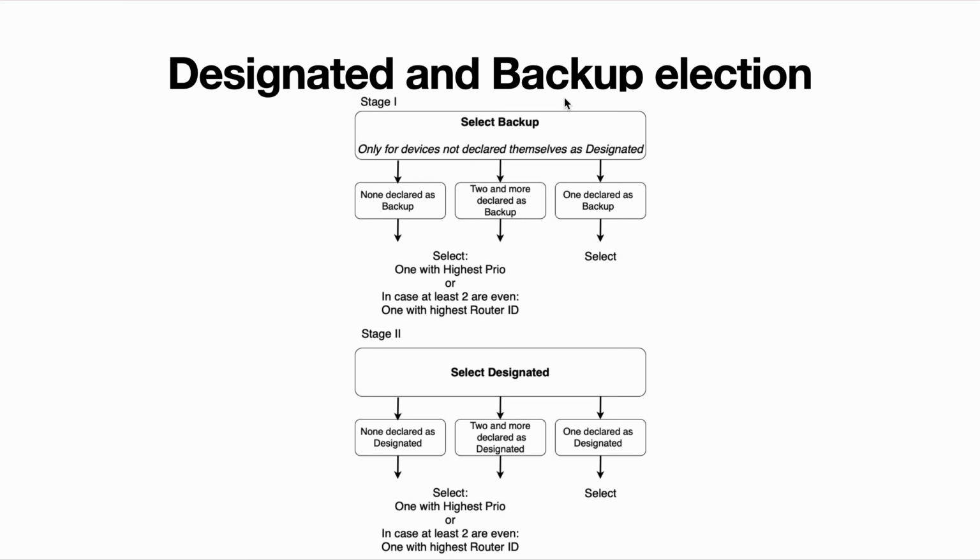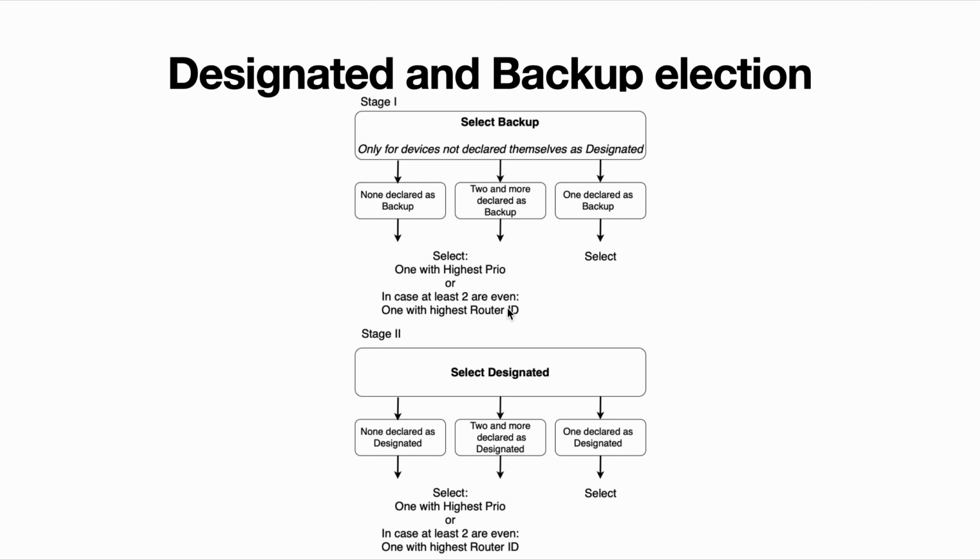no matter whether they are elected as designated or not. So for all devices that do not try to treat themselves as designated, we verify whether they are claiming themselves as backup. If only one device declared itself as backup, everybody agrees, it is selected as backup. Perfect. If two or more devices declare themselves as backup, or none has declared as backup, then among all the devices except those who are trying to be designated, one backup is selected: the one with the highest router priority, or if there are multiple devices with the highest router priority, the one with the highest router ID.